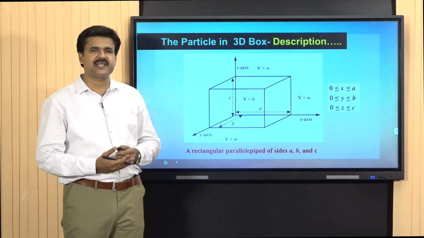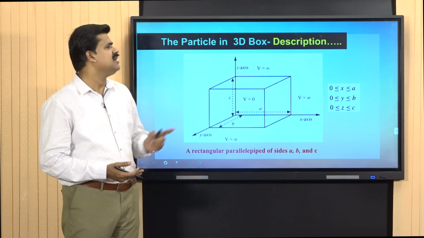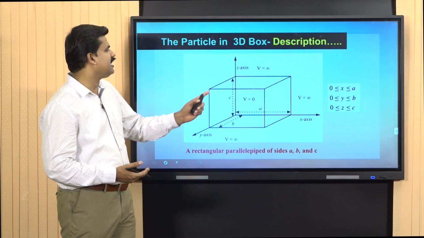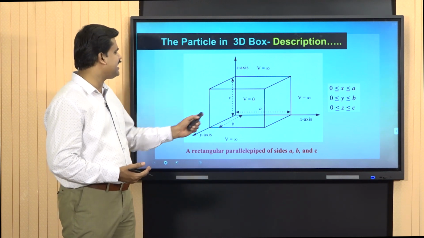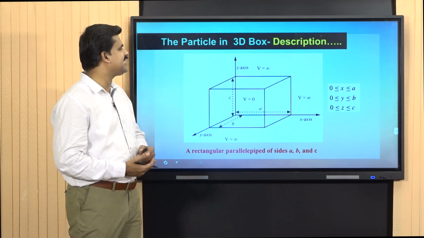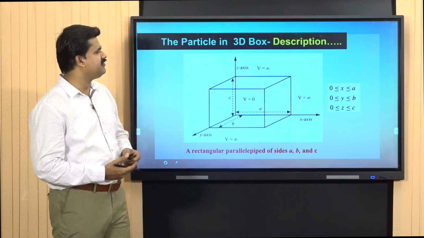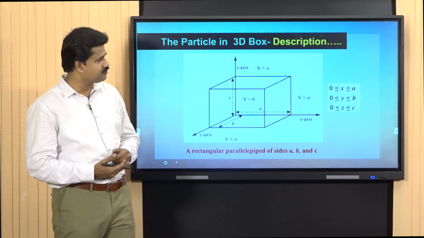This is the pictorial representation of particle in a 3D box. This is a 3D box or simply a parallelepiped with the sides A, B and C. The length along x-axis is small a, that along y-axis is taken as small b, and that along z-axis is taken as small c. Now we have to discuss the boundary conditions of the particle in 3D box problem.